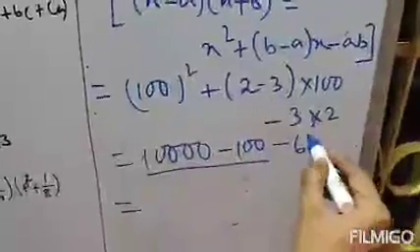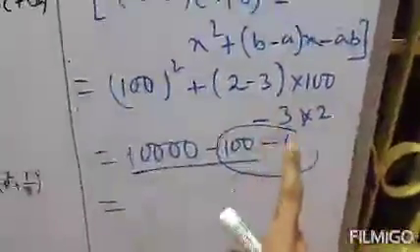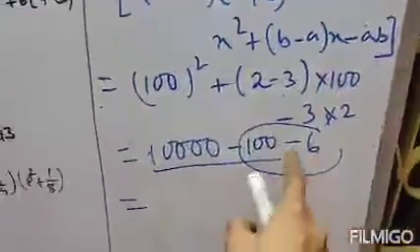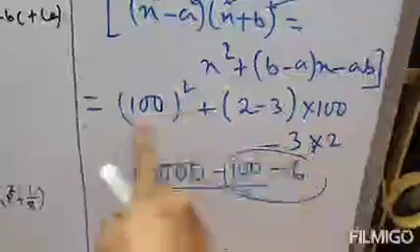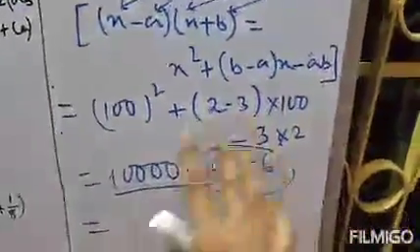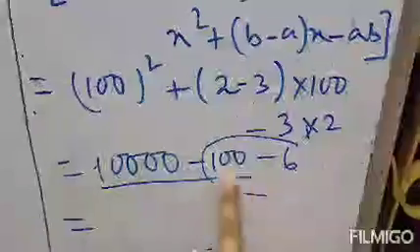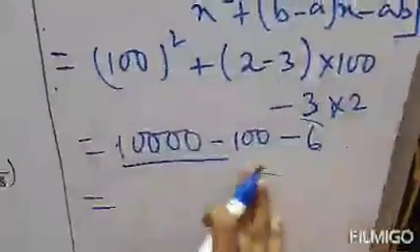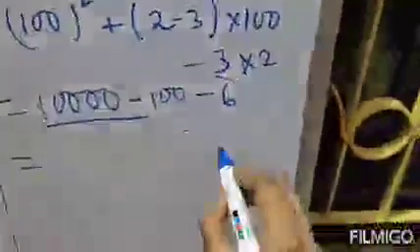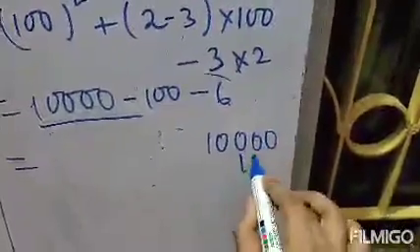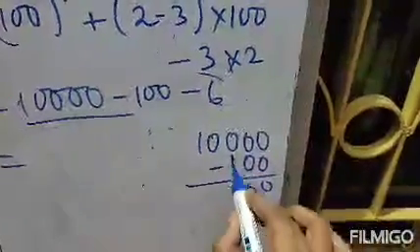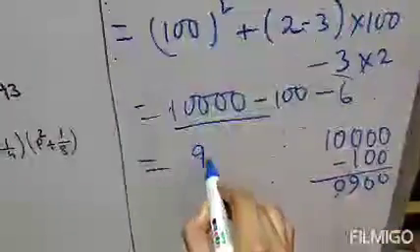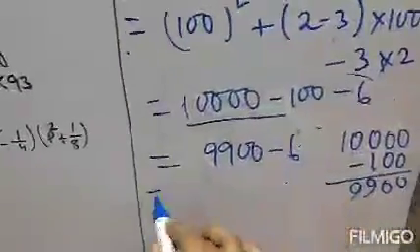Just do this first, then you will do the result and minus it. Don't try to calculate 100 minus 6 first. Clear? First calculate the first two numbers, then the remaining. Don't try to calculate 100 minus 6 first. This will be wrong. So that means 10,000 minus 100. So just write 10,000 minus 100, this is 9900, clear? That means 9900 minus 6.